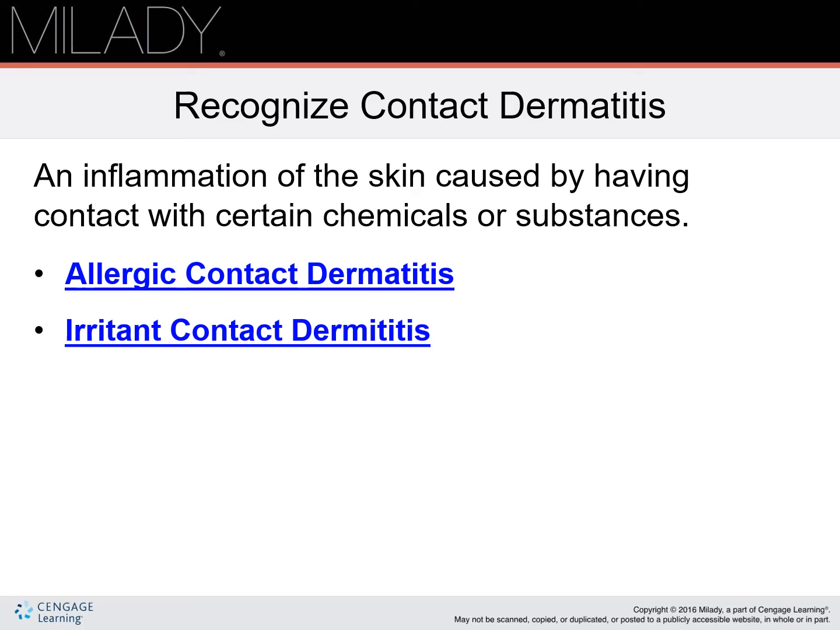So we talked about this earlier, but not a lot. I just introduced you to what dermatitis was. But we're going to talk about contact dermatitis because this is something that is very common among stylists, estheticians, anybody really in our field. Contact dermatitis is an inflammation of the skin caused by having contact with certain chemicals and substances. Okay, so let's talk about allergic contact dermatitis.